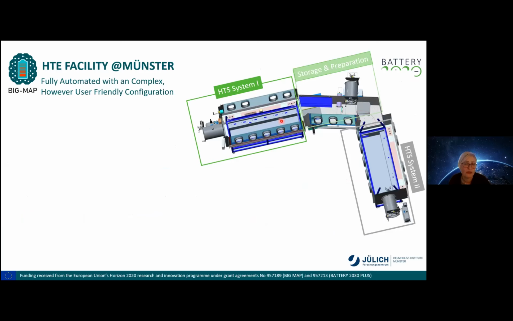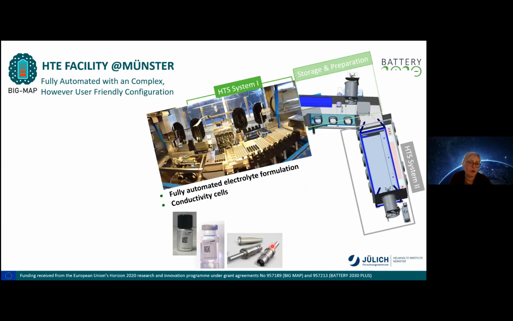The facility at Münster, just in short, comprises several units. The first one is the one related to the formulation of electrolyte. This one is fully automated in nature, and this is the end product: the vials, which are labeled with a two-dimensional data matrix code, where all relevant metadata are being stored. And this system is also used for the conductivity cell measurement, which I will address a little bit later. There is a storage and preparation part of this system, which actually correlates and combines the two systems.